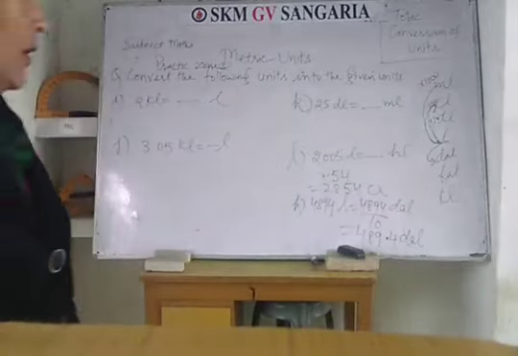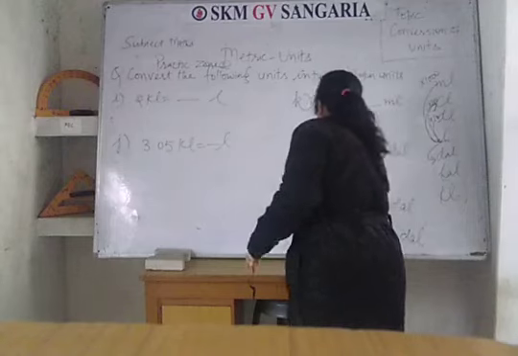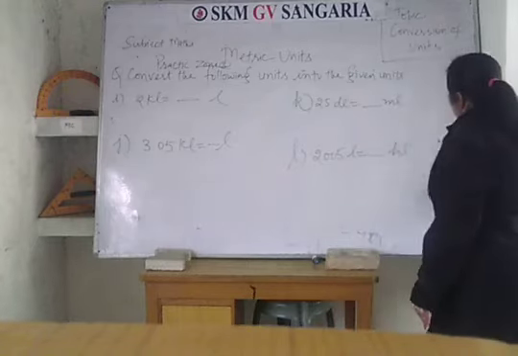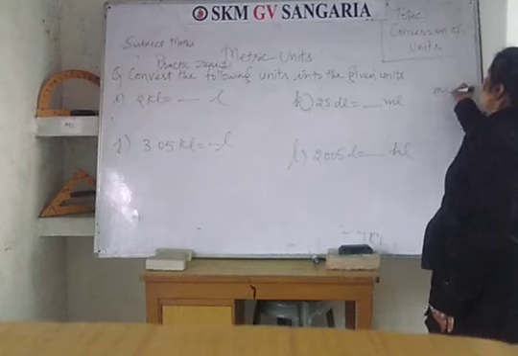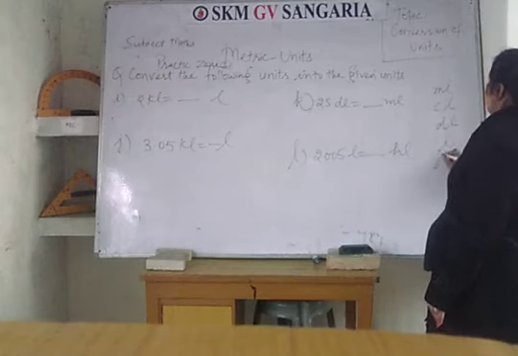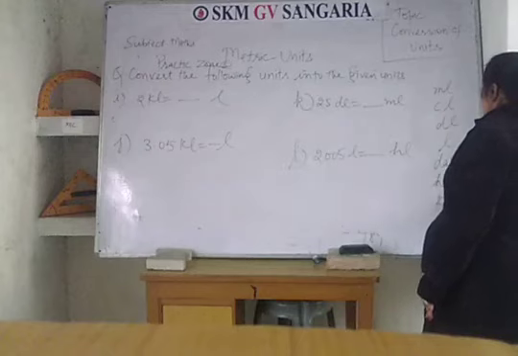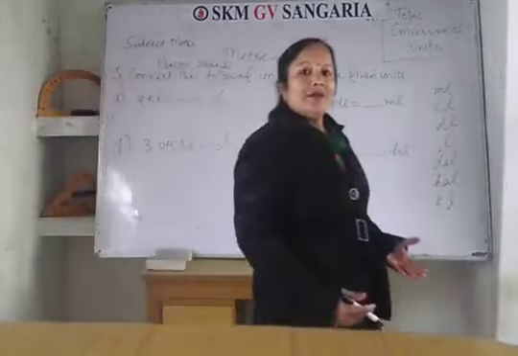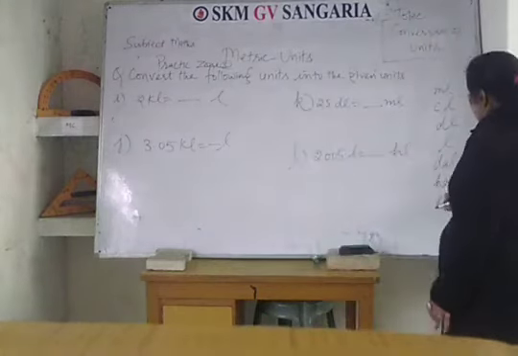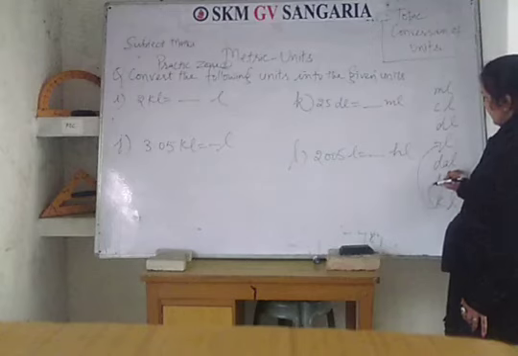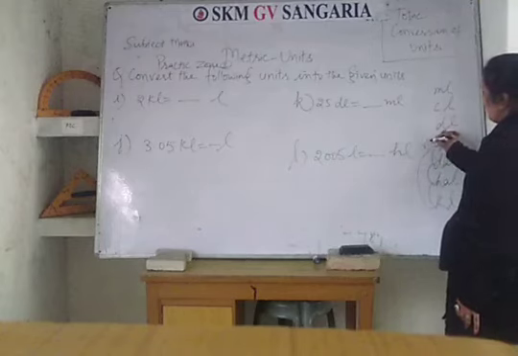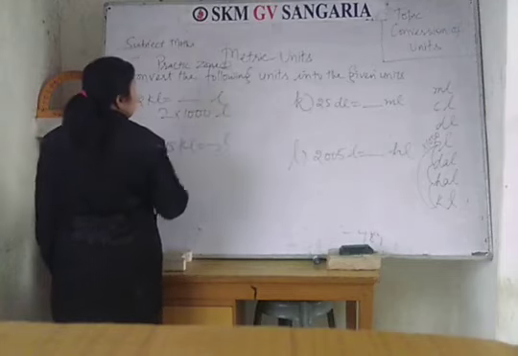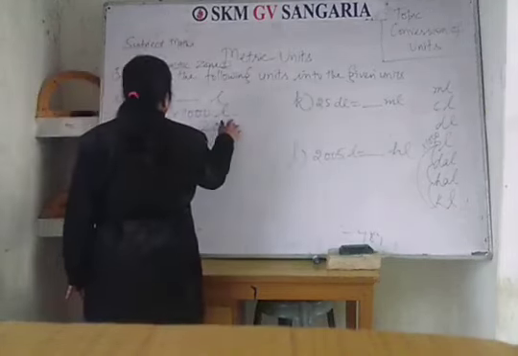Now these are the units to be converted into the given units. We will follow the same method: milliliter, centiliter, deciliter, liter, decaliter, hectoliter, and kiloliter. So 2 kiloliters to be converted into liters. Kiloliter is greater than liter. How many steps do you have to move? Multiply by 10, by 100, then by 1000. So 2 into 1000, the unit will be converted into liters. So it is 2000 liters.